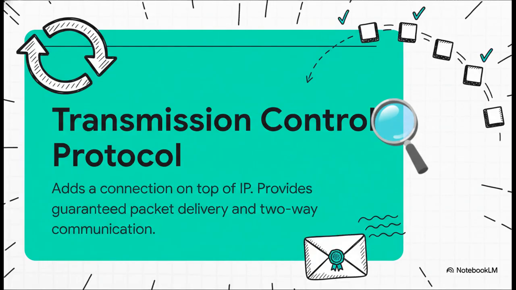Now, for something as important as loading a web page, best effort just isn't going to cut it. And that's where TCP, the Transmission Control Protocol, comes in to save the day. It works right on top of IP and adds that crucial layer of reliability. So it's less like standard mail and more like FedEx with a tracking number. TCP makes sure a stable connection is made and guarantees every single packet gets there and that they're all put back together in the right order.